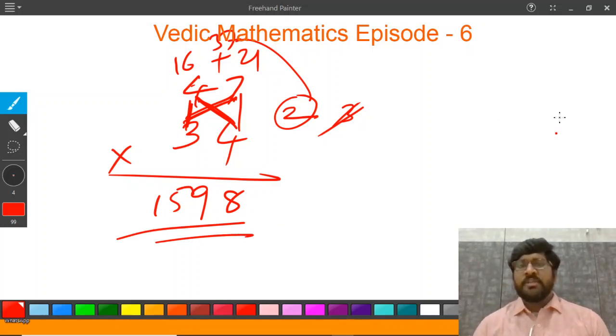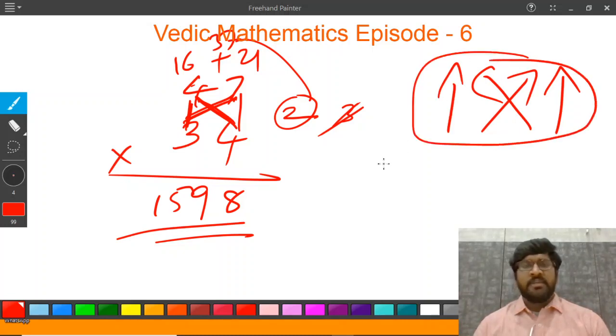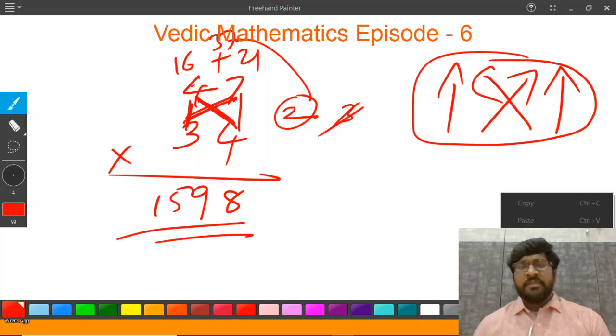So what did I do here? Step 1 vertical, step 2 diagonal, step 3 vertical. This I have already explained in one of my previous Vedic Math episodes. If you need it in detail, you can watch those videos. So this technique I am going to apply to find the squares.